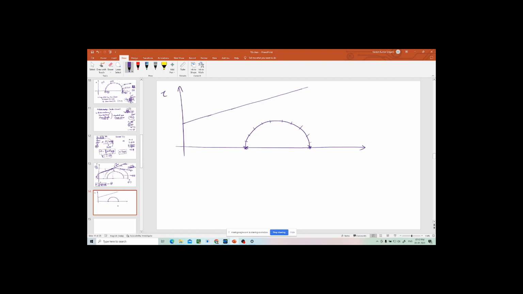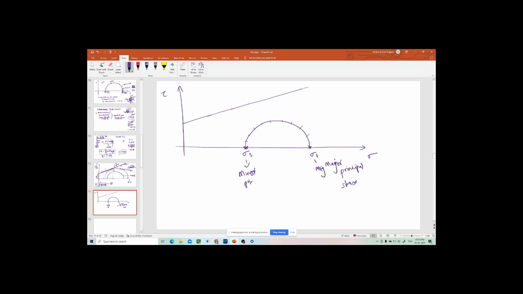So this is tau, this is sigma. Let us say this is sigma 3, and this is sigma 1, the major principal stress. Sorry, major principal stress, and this is the minor principal stress. Because there are no shear stresses on these planes, the tau values are 0.